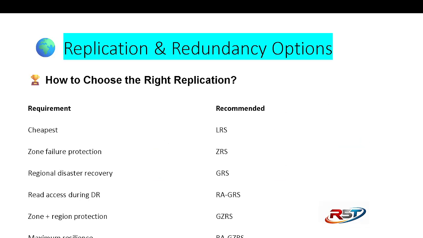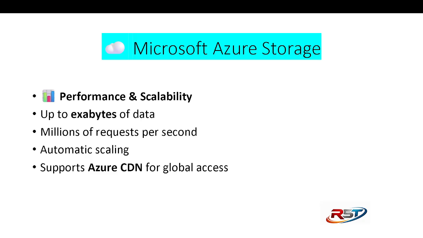How to choose the right replication? Replication and redundancy options. Requirements: cheapest, LRS recommended. Zone failure protection, ZRS recommended. Regional disaster recovery, GRS is recommended. Read access during DR, RAGRS is recommended. Zone plus region protection, GZRS is recommended. Maximum resilience, RAGZRS is recommended.